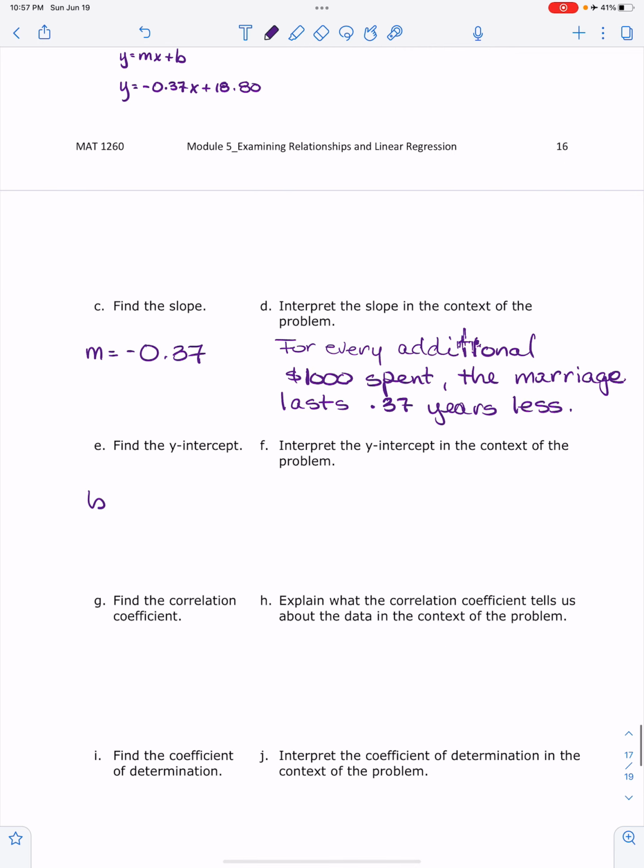The y-intercept, the b, is 18.8. So this says the marriage will last 18.8 years with 0 spent on the wedding.